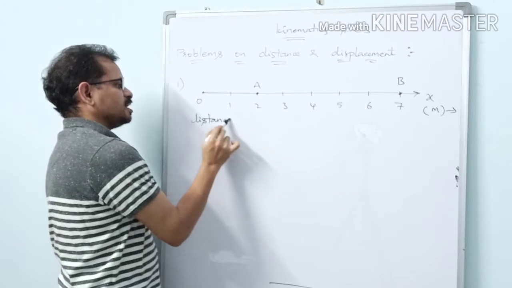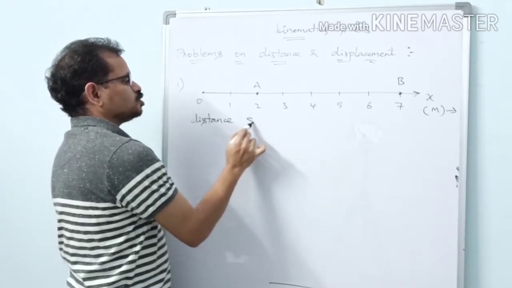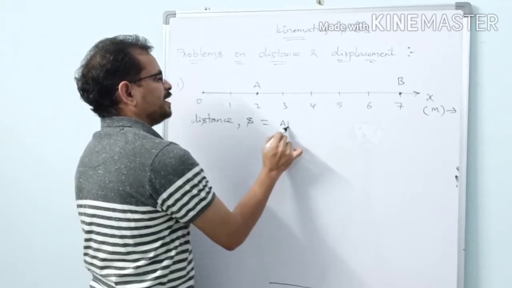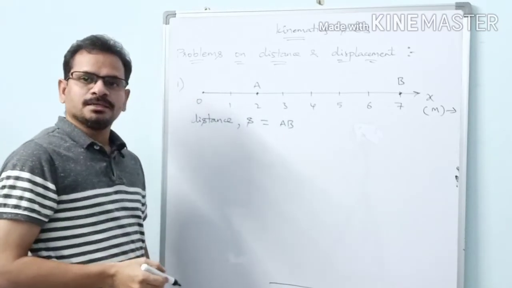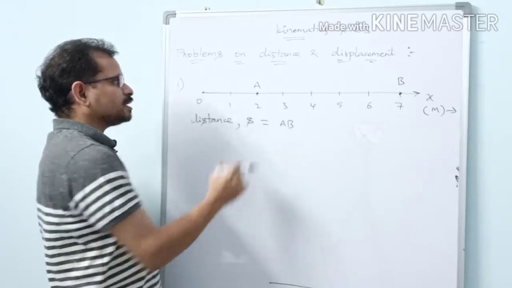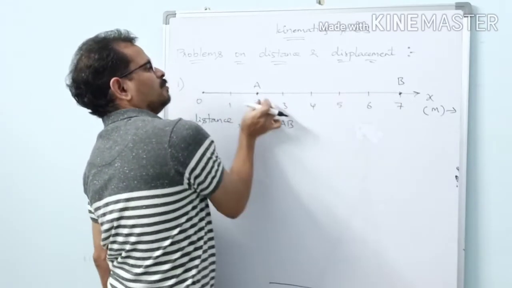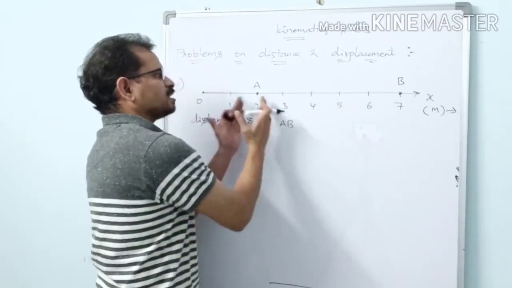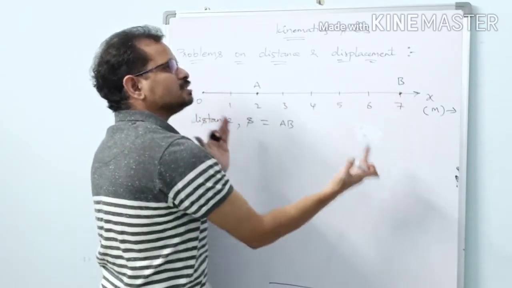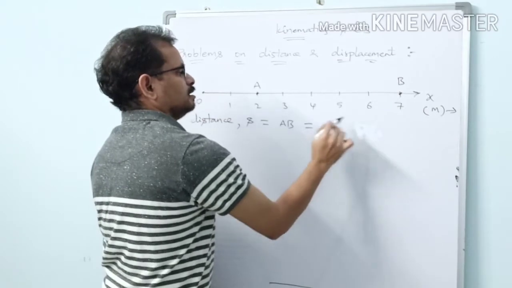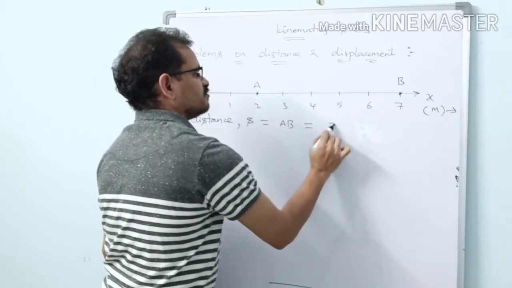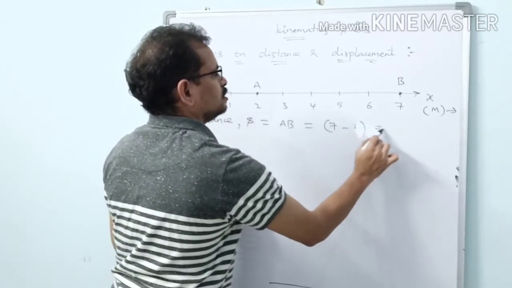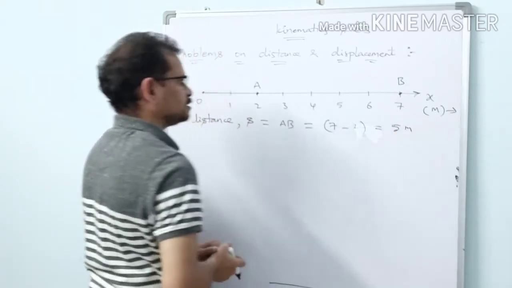In this case, what is the distance? Distance, small s, is equal to how much? The length of the actual path. By definition, distance is the length of the actual path. What is the actual path here? From A to B, the particle has moved along this straight line. So this is the actual path itself, and the length of this actual path is called distance. So what is its length? It is the final value 7 minus the initial value 2, which is equal to 5 meters.